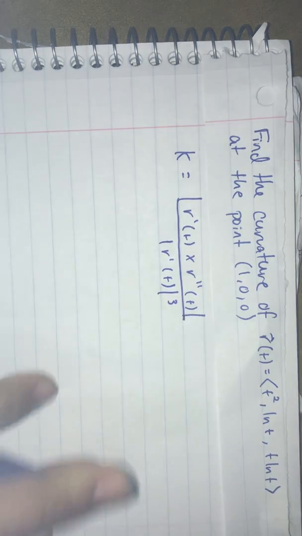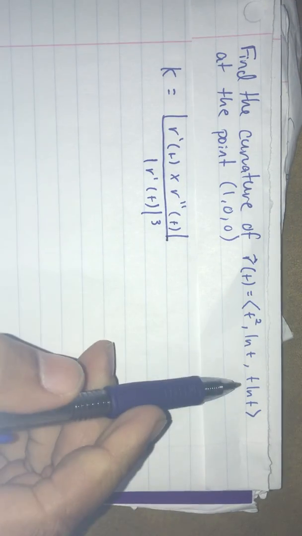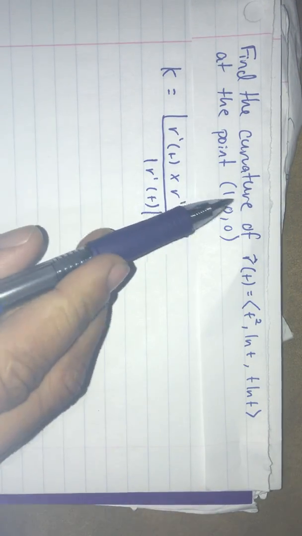Find the curvature of r of t equals the vector t squared, ln t, t ln t at the point (1, 0, 0). So we know the formula for our curvature. There are two of them, but the one we're going to use for this problem is k equals the magnitude of r prime of t cross r double prime of t, divided by the magnitude of r prime of t cubed. So this is a really scary vector, but luckily for us, we know that it's at the point (1, 0, 0).